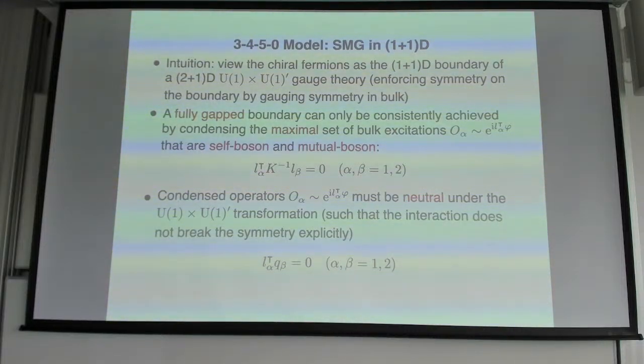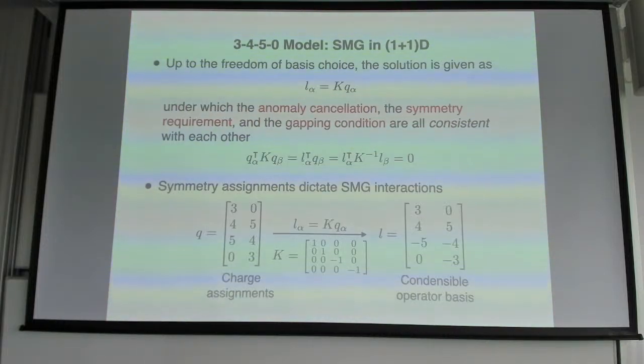So that's this condition. Of course, you also wish that the operator that you are going to condense on the boundary is neutral under the U1 cross U1 prime transformation, in the trivial representation, which means that it also needs to satisfy this condition. This condition describes how the operator gets a phase under this U1 cross U1 prime transformation. And it turns out that the solution of these two equations is very simple. The L vector, which describes the interaction, is just given by the charge vector, which describes the charge assignment.